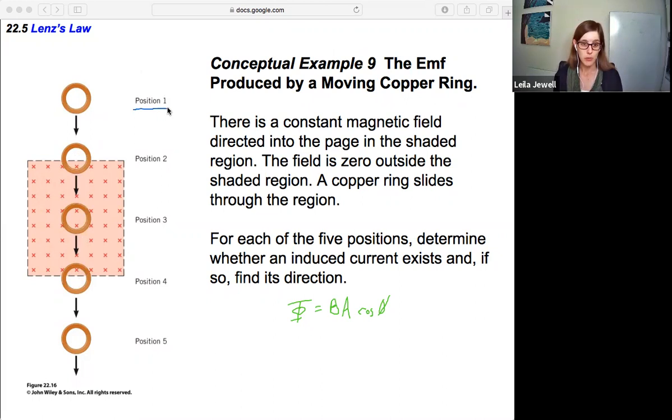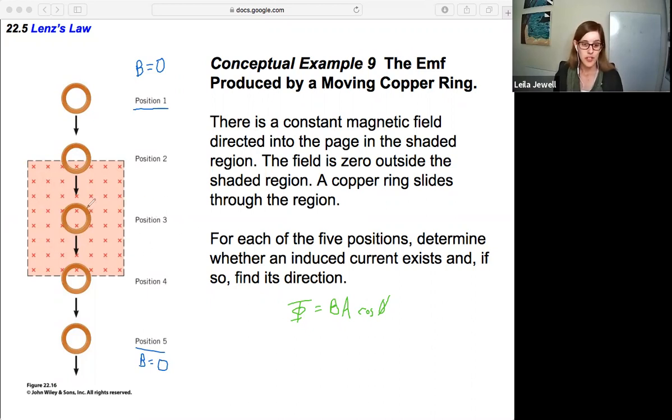Notice position 1, there's no magnetic field, and that doesn't change. So there's not going to be any flux. That's the same with position 5. Cool. What about position 3?